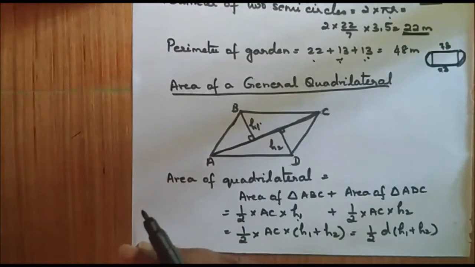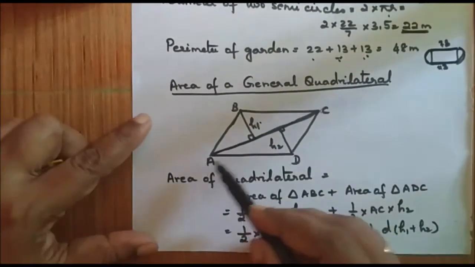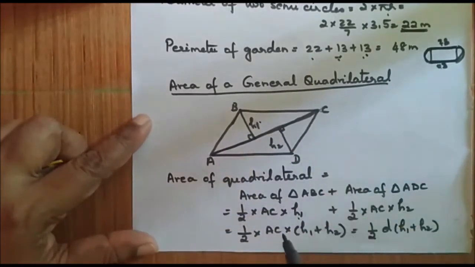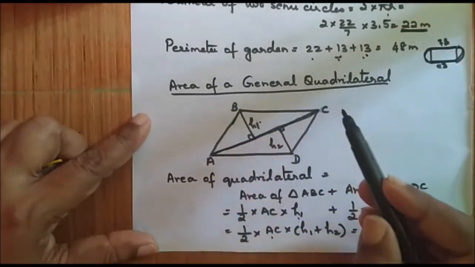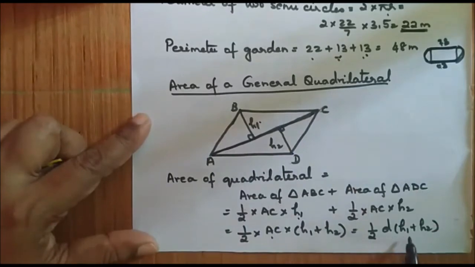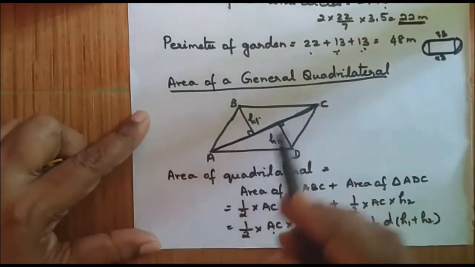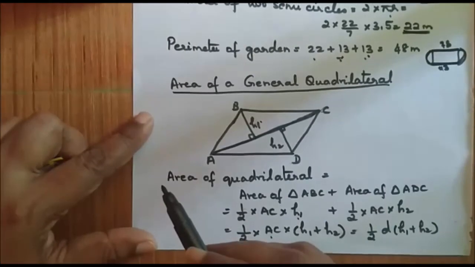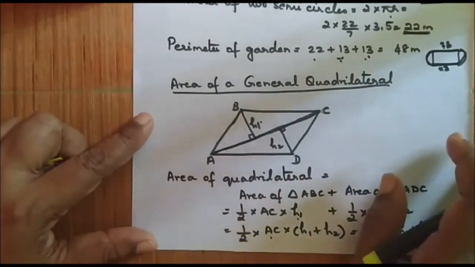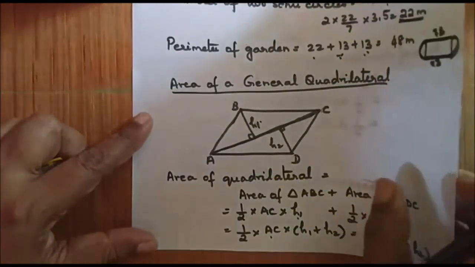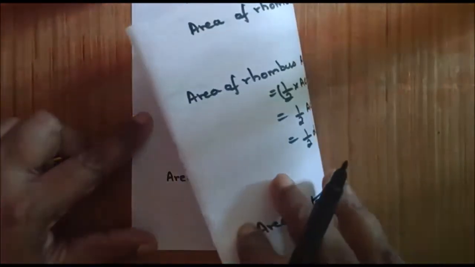H1 and H2 are the heights of the two triangles. Okay. And AC is the common base. So I will take half and AC outside. I will get H1 plus H2. Now what is AC? AC is nothing but the diagonal. So half into D into H1 plus H2 is the area of a general quadrilateral. I hope you get it. In this, D is the diagonal, H1 and H2 are the heights of the two triangles.